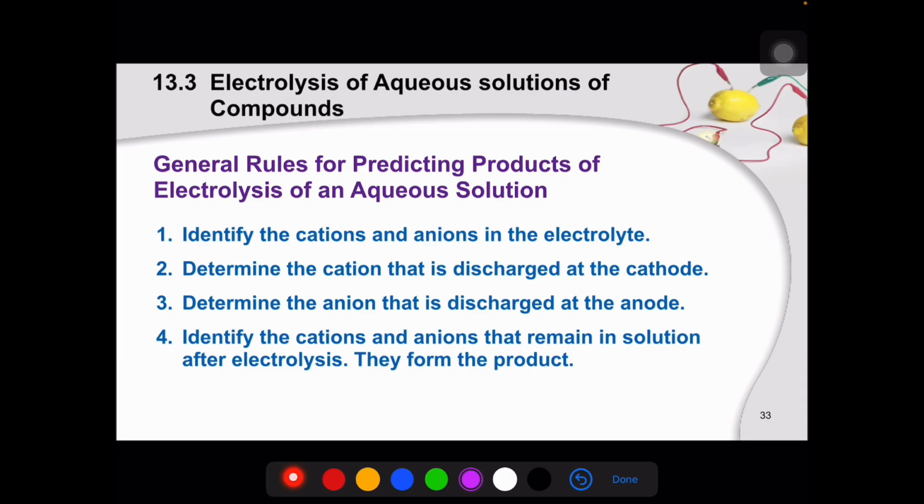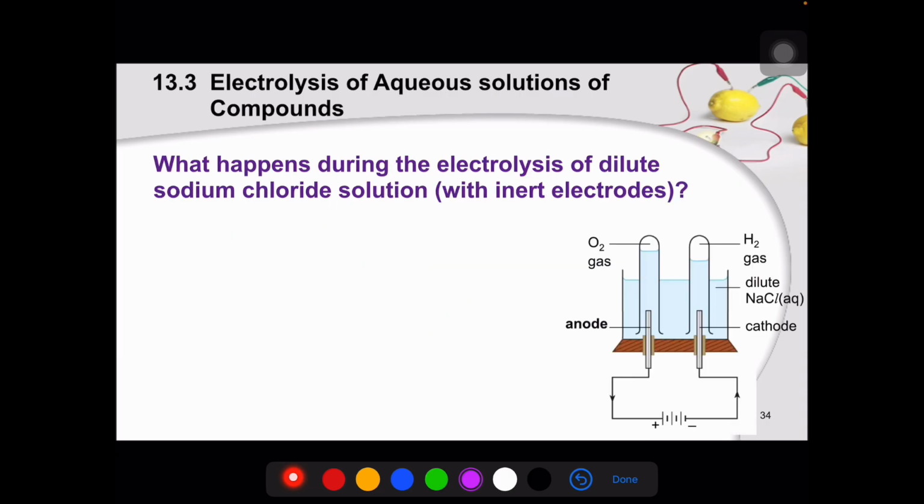Okay, you'll look very different from what you see on the slides, but take note of where the positive and negative electrodes are, then we'll draw it accordingly to show where the ions are. Okay, so let's get started first. This first example that we're going to look at is the electrolysis of what we call dilute sodium chloride solution.